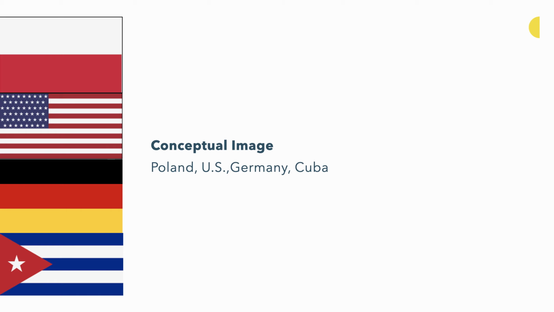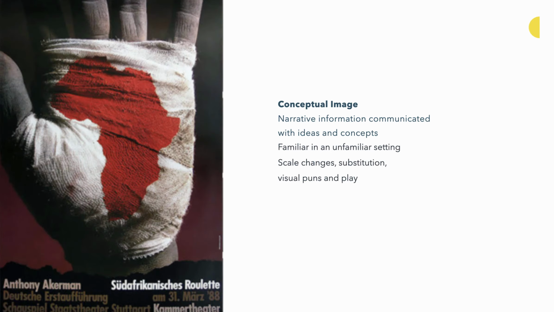Conceptual image comes from 4 countries: Poland, the United States, Germany, and Cuba. So this could be a big clue if it's in Polish, which you probably can't read, but maybe you can, or it's in Spanish. We've got a very good clue because there aren't any other styles that do that in this chapter. You will find narrative information communicated with ideas and concepts. Ideas and concepts are everything.